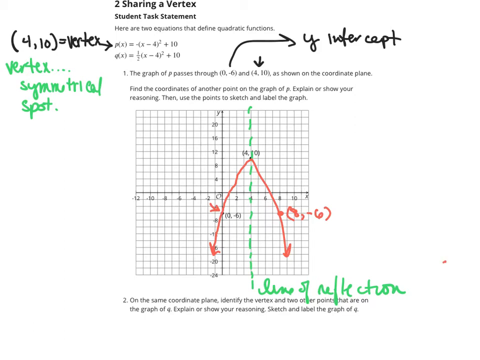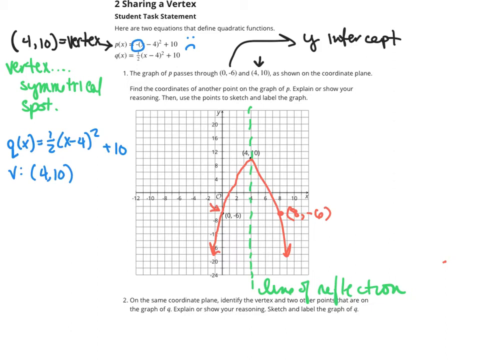All right. So continuing on, it says on the same coordinate plane, identify the vertex and 2 other points that are on the graph of Q. Explain or show your reasoning. So if I look at Q, I have 1/2 x - 4 squared plus 10. Well, P had a negative out front, which means that it's an unhappy parabola. Q is positive out front, so it's a happy parabola. My vertex is still 4, 10, but it is opening up, right?